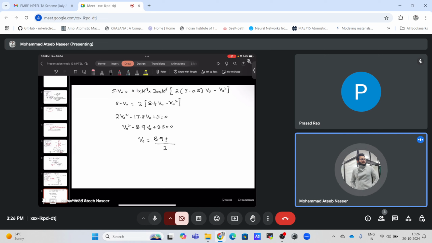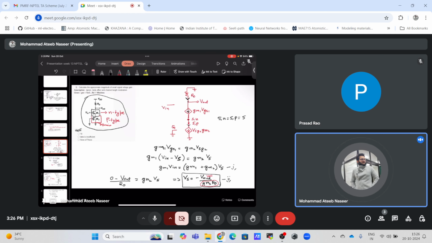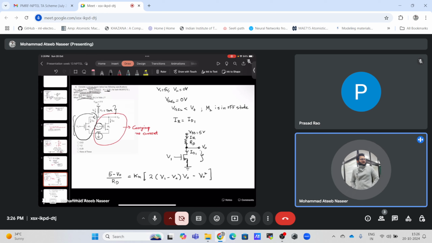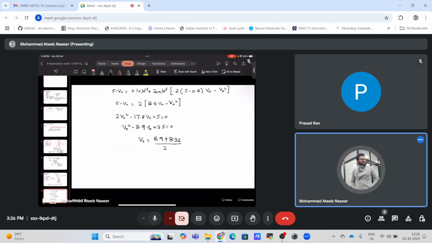Okay, so it is coming out to be equal to plus minus 8.32. So the plus value cannot be used because V0 cannot be greater than the supply voltage. Sorry, it cannot be greater than 5. So it is simply less than 5, and it is 8.9 minus 8.32 divided by 2. So it is 0.29. So V0 is simply 0.29 volts.